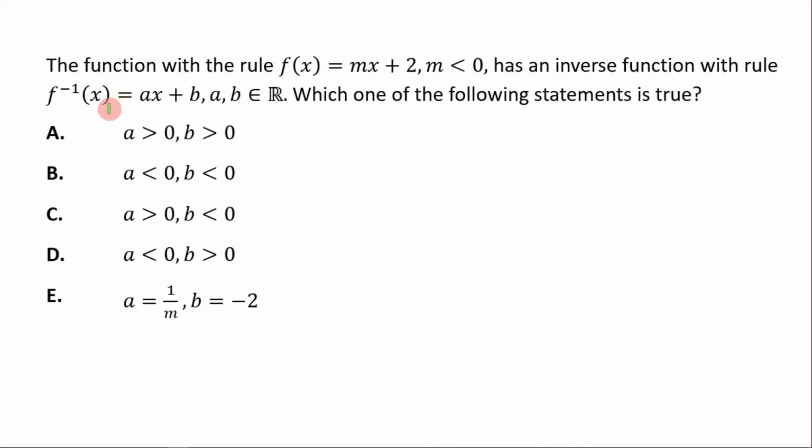Welcome. So we're going to answer this question before us. It says the function with the rule f of x is equal to mx plus 2, where m is less than 0, has an inverse function with the rule this, where a and b are real numbers. Which of the following statements is true?